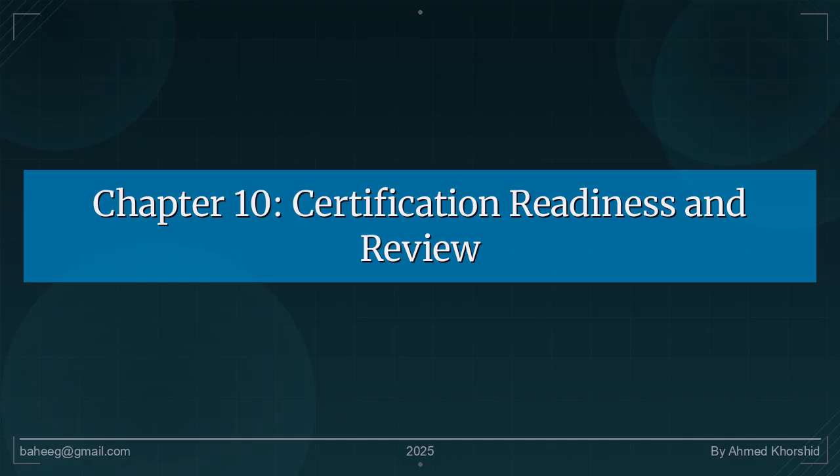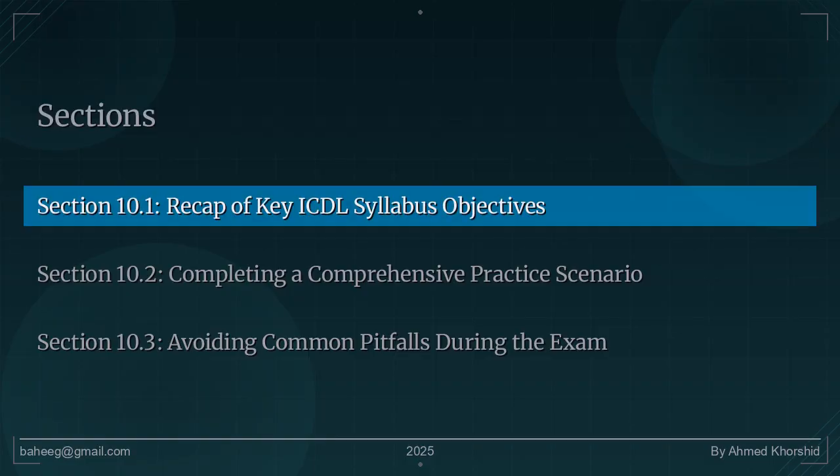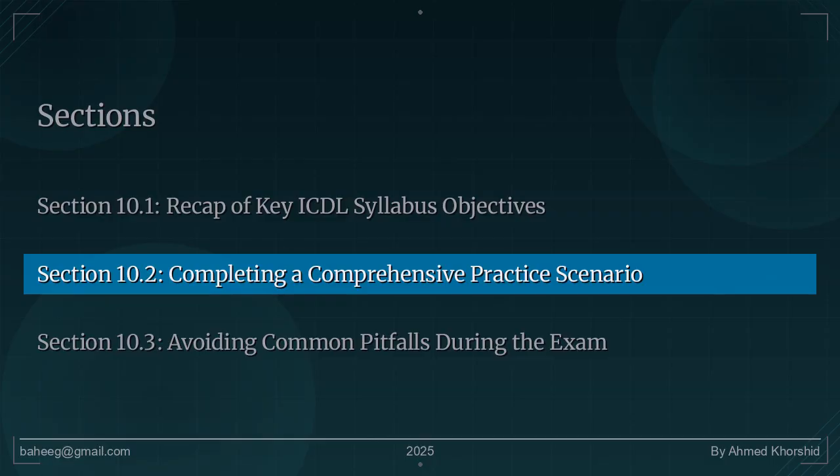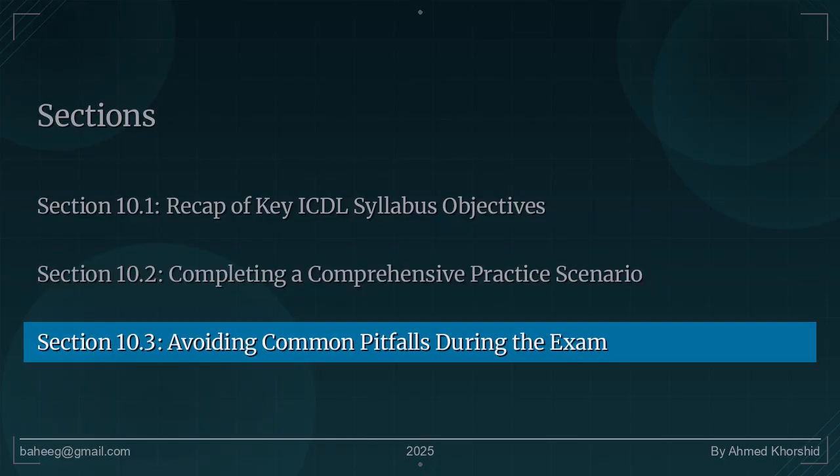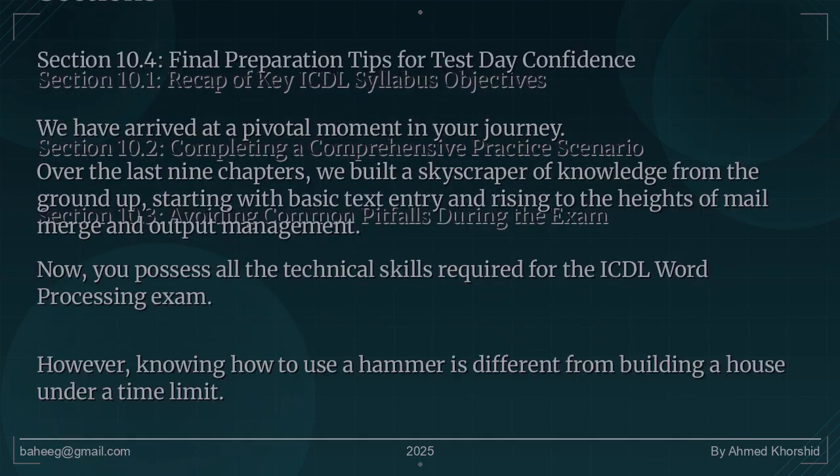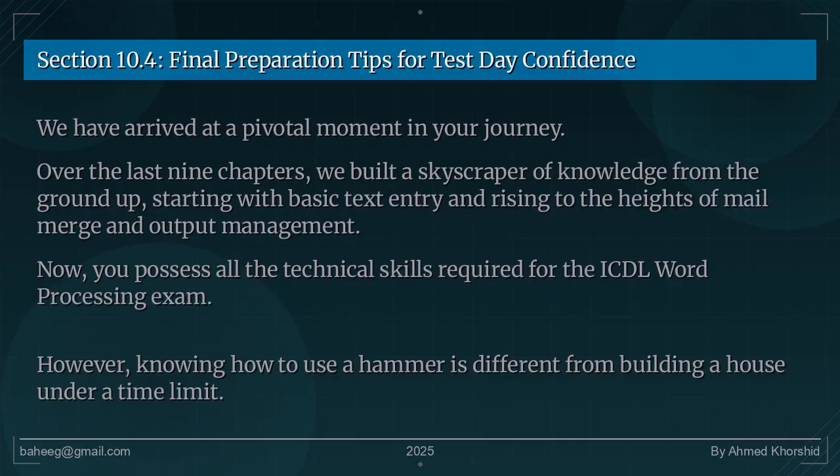Chapter 10, Certification Readiness and Review. Sections. Section 10.1, Recap of Key ICDL Syllabus Objectives. Section 10.2, Completing a Comprehensive Practice Scenario. Section 10.3, Avoiding Common Pitfalls During the Exam. Section 10.4, Final Preparation Tips for Test Day Confidence.